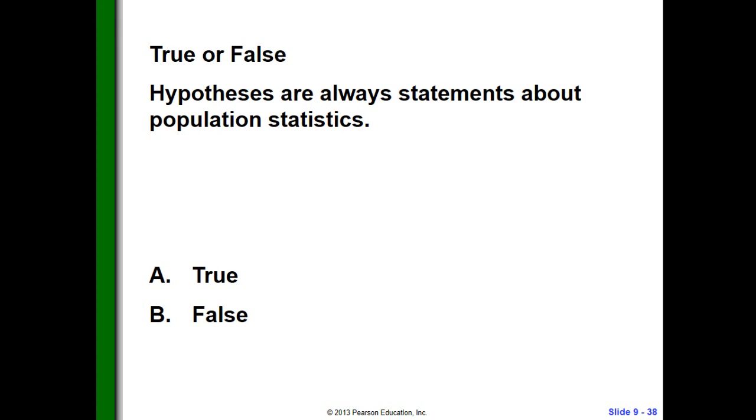Hypotheses are always statements about population statistics. This is true because we know the statistics. We will know the statistics exactly. What we're trying to decide is something about the population. So our H0 usually says that mu, or the population mean, is equal to some value. This is true.